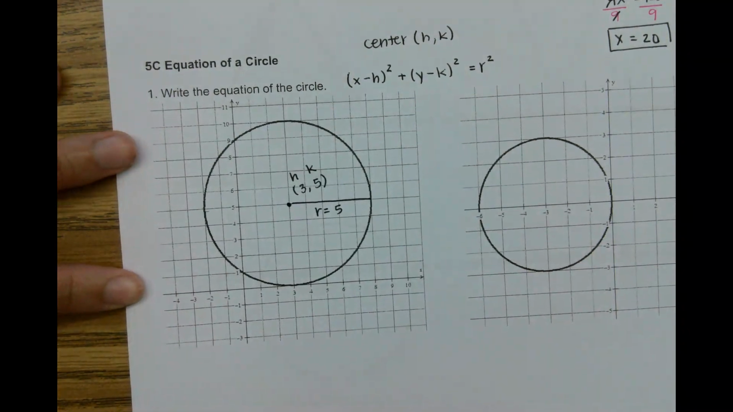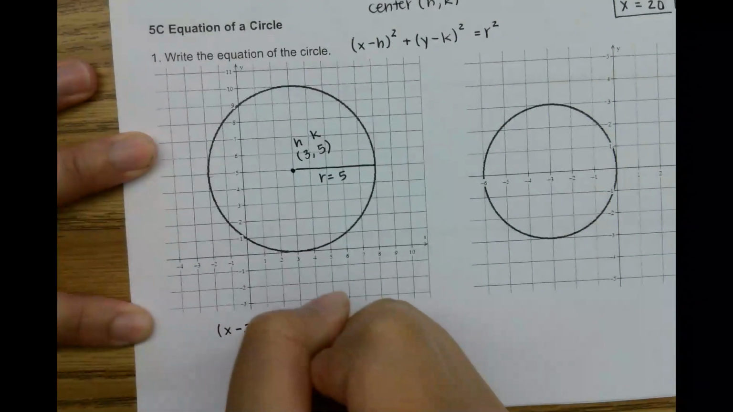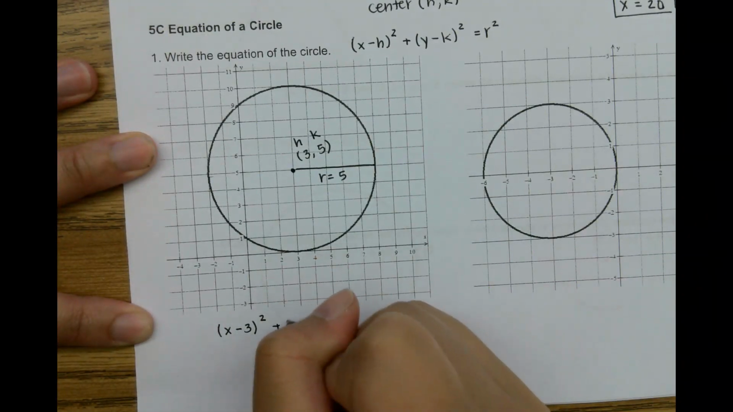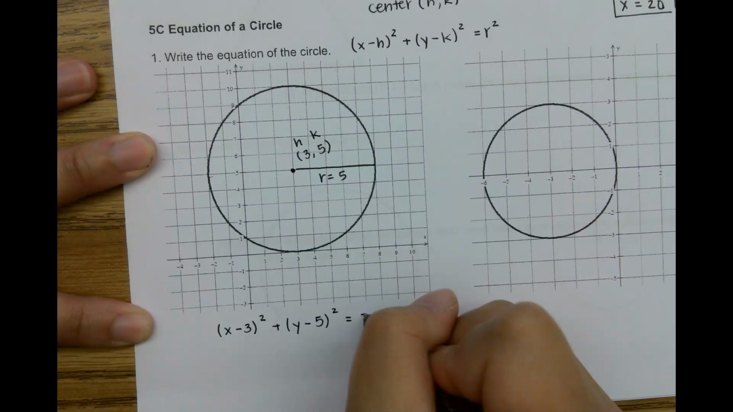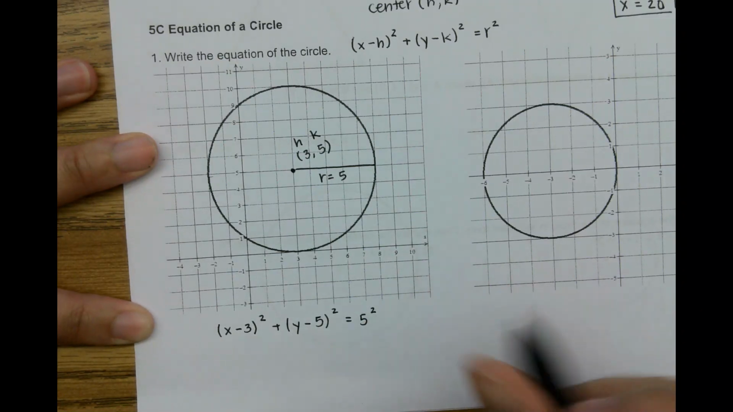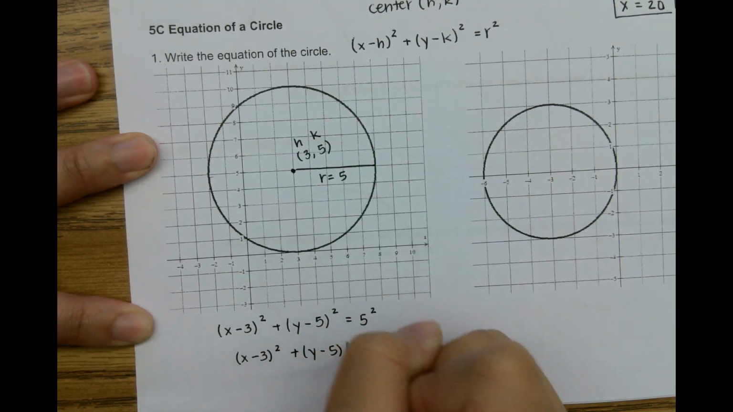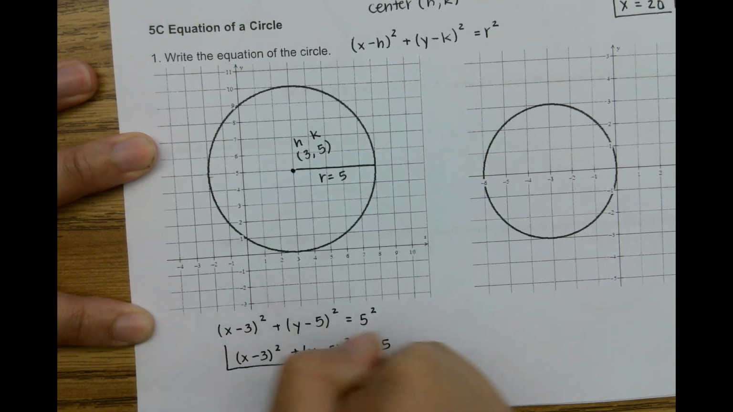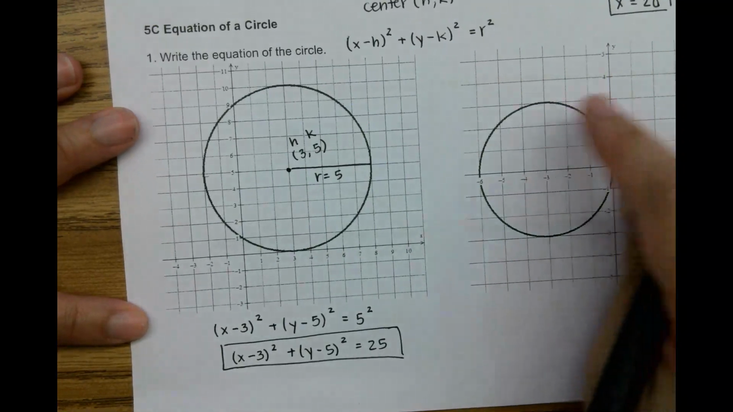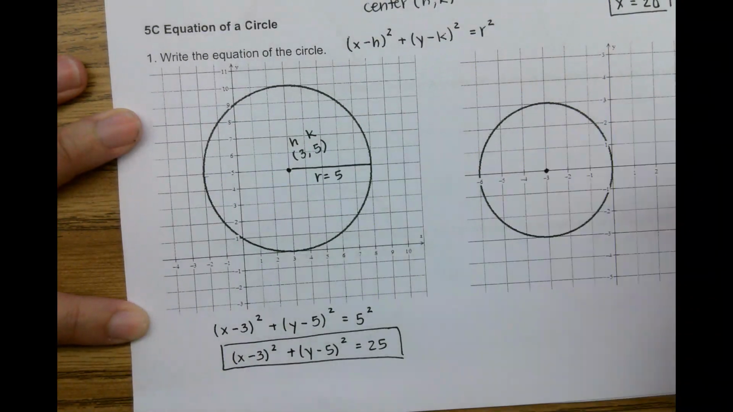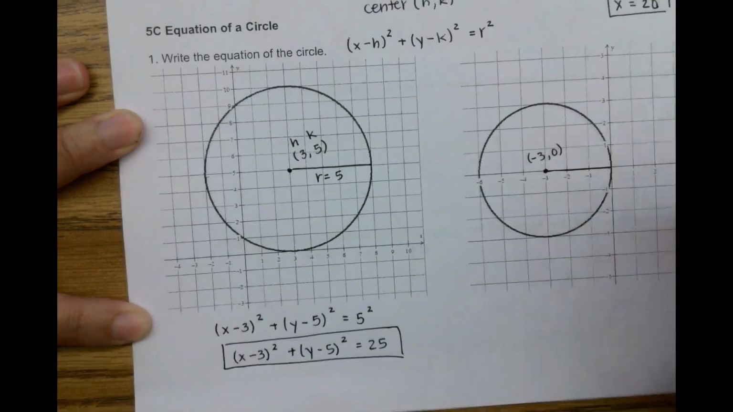So radius is 5. Writing my equation, x minus h, so x minus 3, then square, plus y minus k, which is 5, and then square, equals my radius, which is 5 squared. I'm just going to simplify that 5 squared here, which is 25. And here's my answer. Next one here, I'm going to find the center of the circle. It should be in the middle, so here it is. This is negative 3, 0. Radius here is 3.